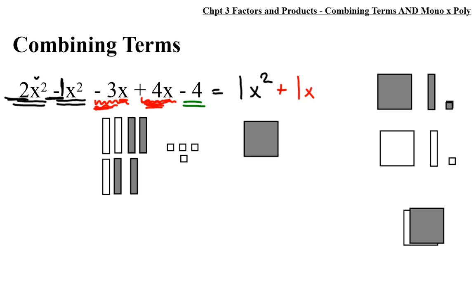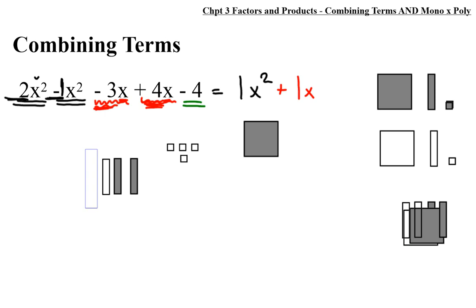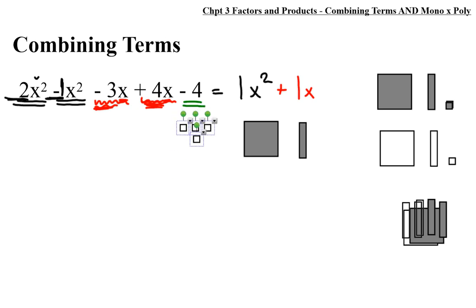So I take a look. Look at my pairs. I have 2 positives, 2 negatives, additive inverse. They cancel each other out. I have another positive negative pairing. They cancel each other out. So what's negative 3 and a positive 4 leaves us with positive 1x tile. And then finally, my negative 4, nothing to combine them with. There's my simplified. In this case, we're left with negative 4 unit tiles.